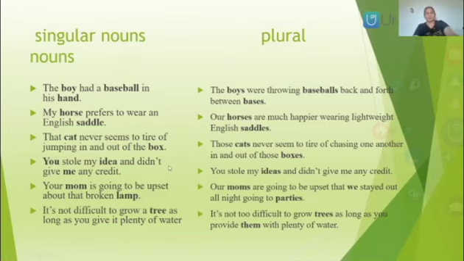The cat, the next one. The cat never seems to tire of jumping in and out of the box. The cat is singular, isn't it? Cat. I'm sure you all know what a cat is. A cat's an animal, correct? So here, it shows that it is the singular form of the noun. All right. When you change that to the plural form of the noun, instead of cat, it becomes cats. Those cats never seem to tire of chasing one another in and out of those boxes.